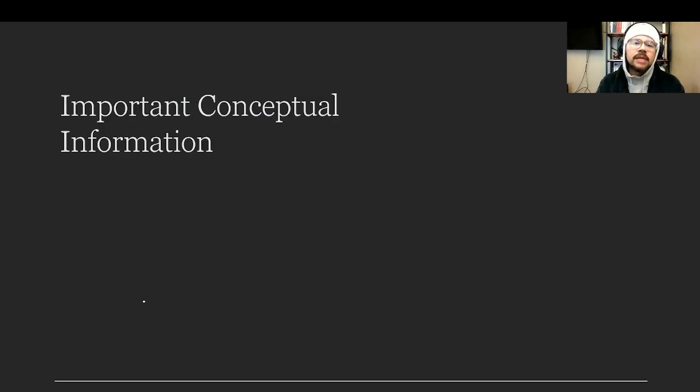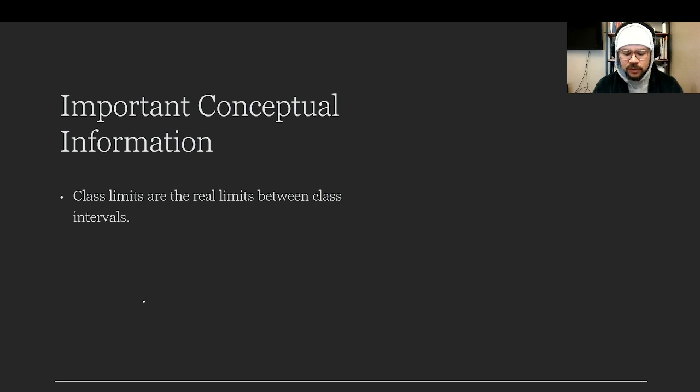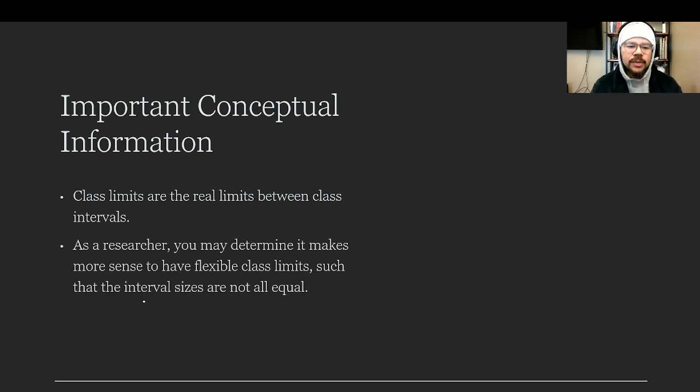Oh no, important conceptual information. This is the last slide for this video. So class limits are the real limits between class intervals. We described them before as being, where one category ends, the next category begins. As a researcher, you may determine that it makes more sense to have flexible class limits, such that the interval sizes are not all equal. And if your rationale makes sense for your question and your data collection, then you, as more or less the owner of this research, it is your prerogative to decide how it is that you want to have differing or more flexible class sizes.